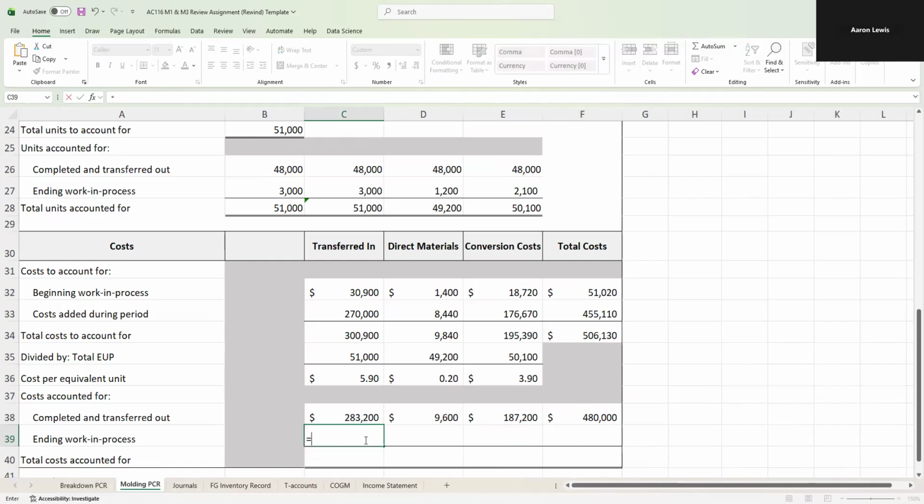What about ending WIP? Well, our equivalent units of production for ending work in process is 3,000 for transferred in. Multiply that by the $5.90 cost per equivalent unit for transferred in, and you get $17,700. So those 3,000 units that we have in ending WIP for the molding department, we're going to assume have already had $17,700 of breakdown costs committed to them that were transferred into the molding department.